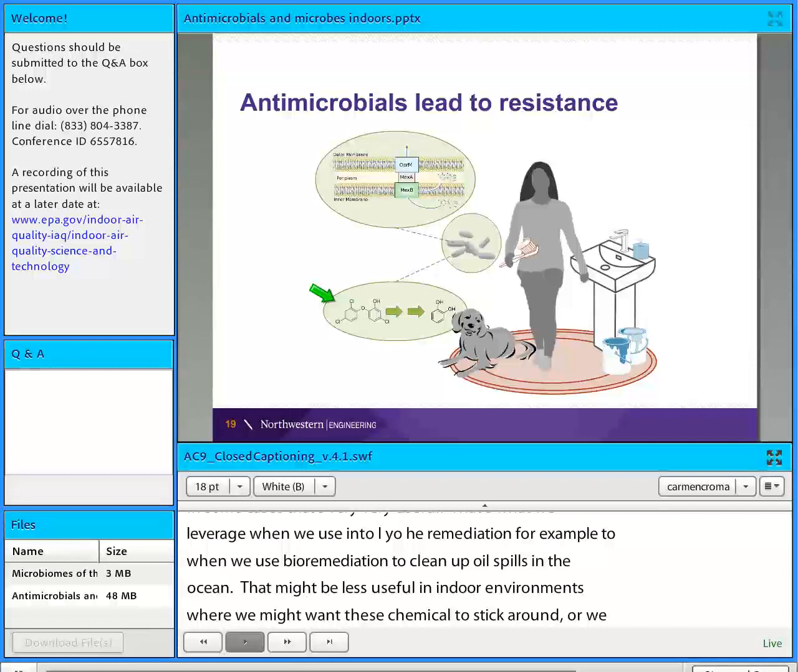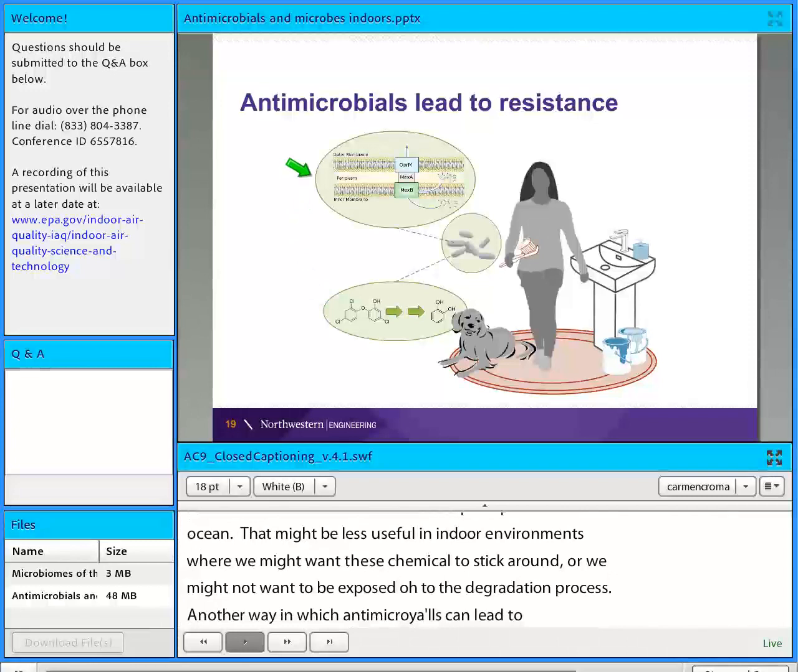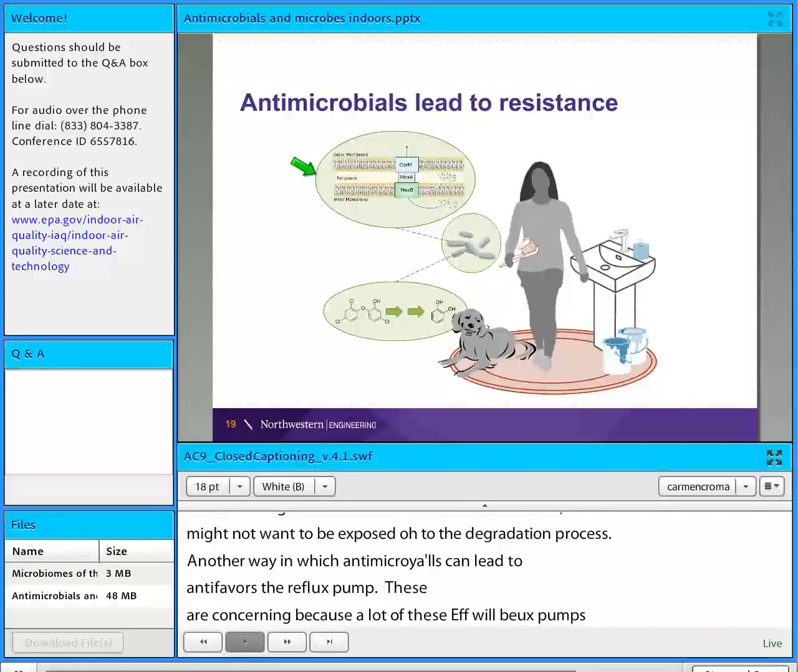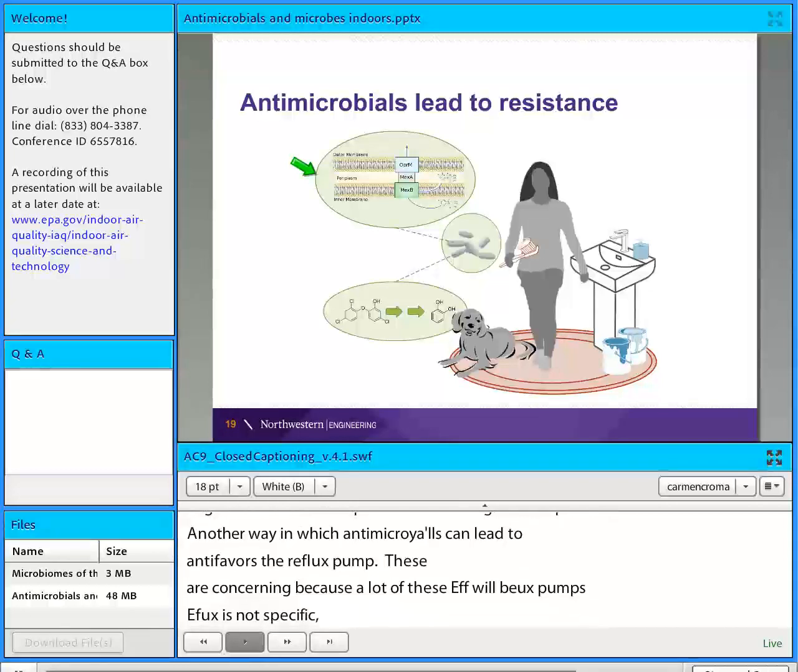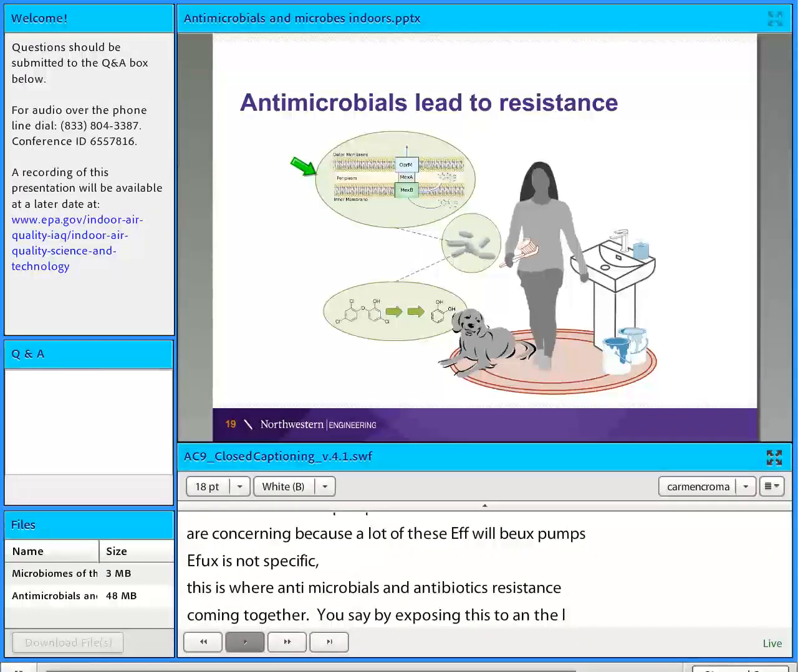Another way in which antimicrobials can lead to resistance is by favoring resistance mechanisms such as efflux pumps, which is what's being shown here. And these are really concerning because a lot of these efflux pumps are not super specific. And this is where the concern about antimicrobials and antibiotic resistance really comes together, where you say, oh, by exposing this community to antimicrobials, I've actually just encouraged them to become what we call multi-drug resistant. And that is, again, not great.